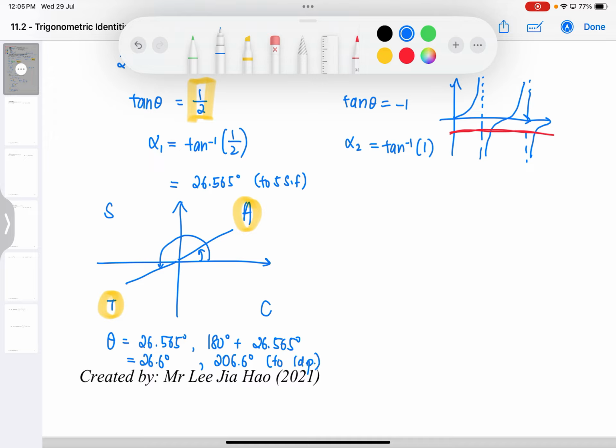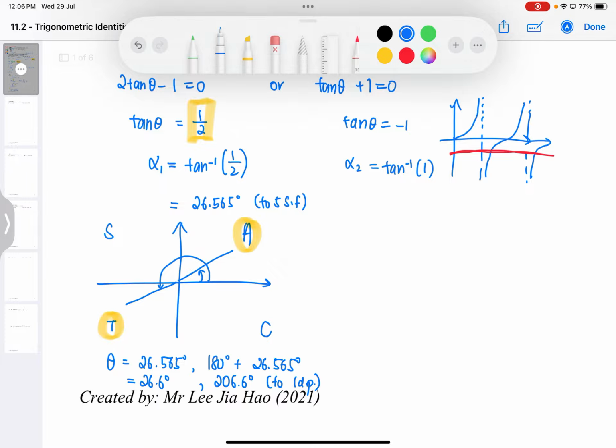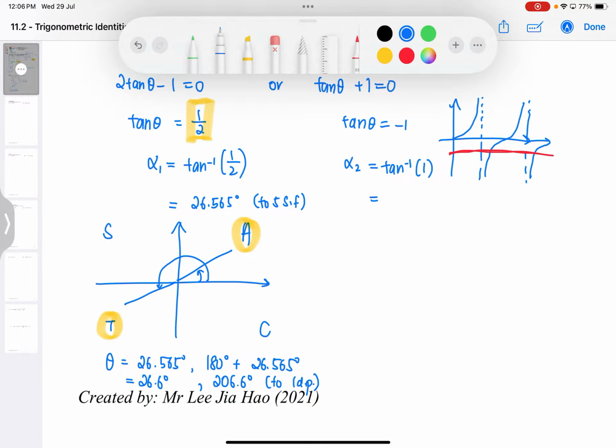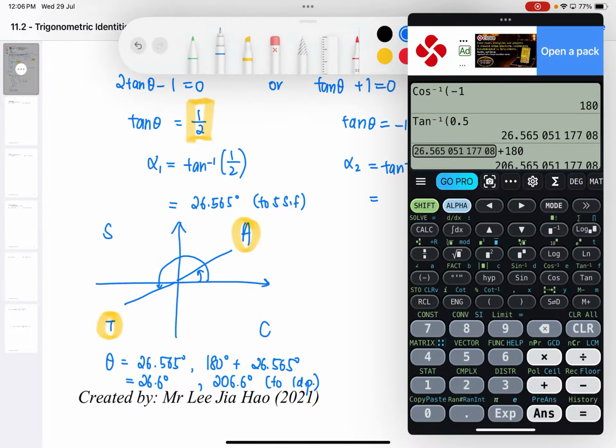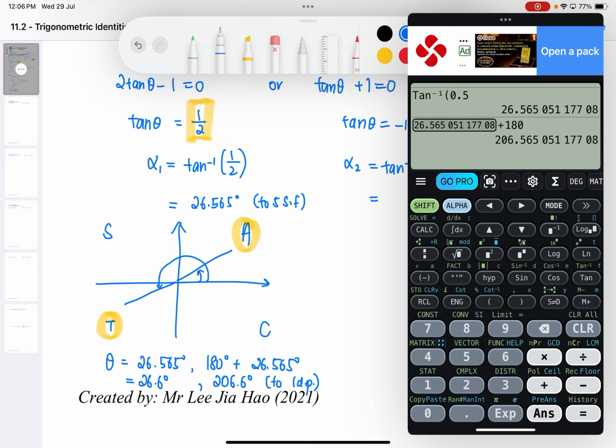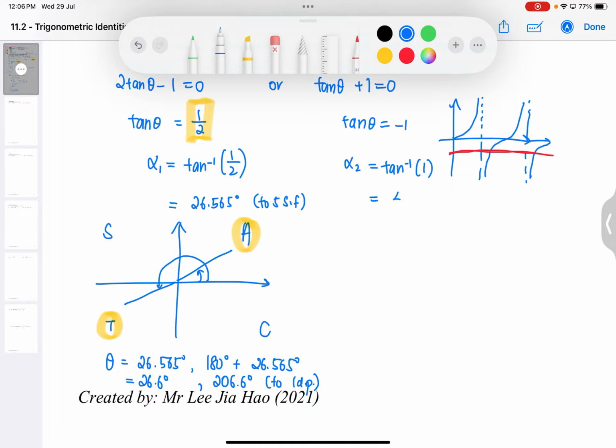We're not done. We still got the other side. So here got 2 answers. There also got 2 answers. But the way you do is the same, right? Okay, so here tangent inverse 1. Yes, that one is a special angle. Positive 45. Right? Remember when we find the basic angle, we drop the negative sign.